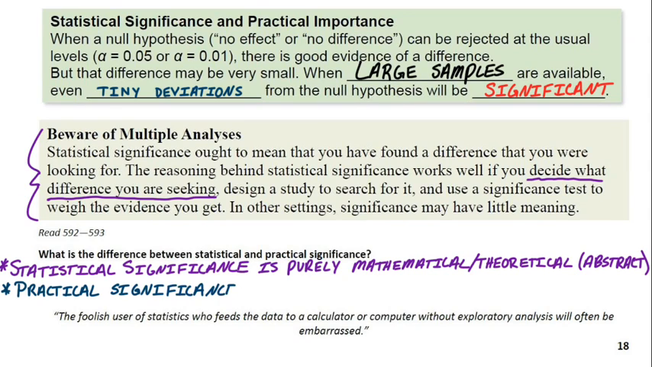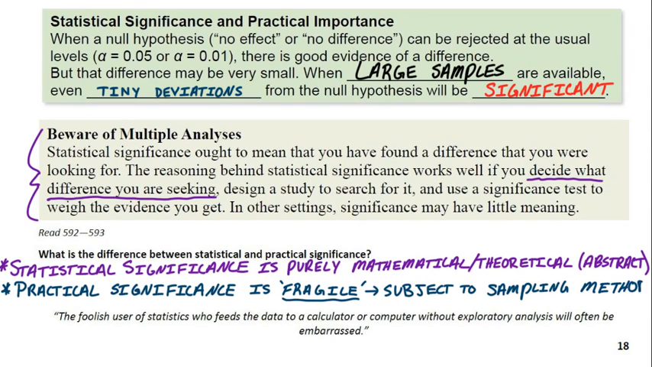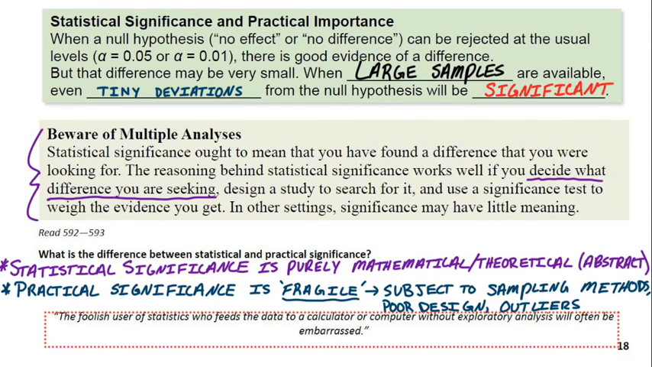So practical significance would mean, like, how useful is this study, right? But we say practical significance is sort of fragile in the sense that statistical significance ignores a lot of things that are going on in the real world, right? It just uses a formula. Practical significance would be subject to things like sampling methods or poor design or outliers. So that's actually a lot more fragile.